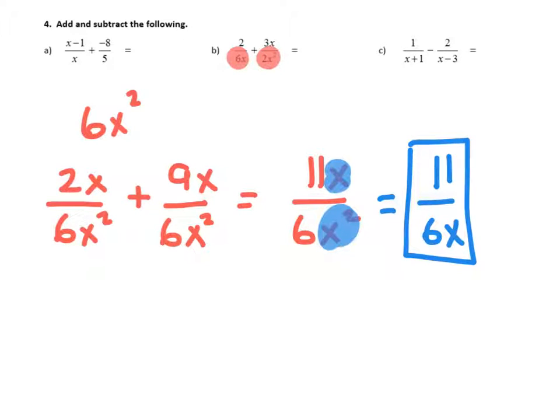Again, the key to success here is I multiplied top and bottom by an x to get that, and then I multiplied top and bottom by a 3 to get that, so that they could be added together.